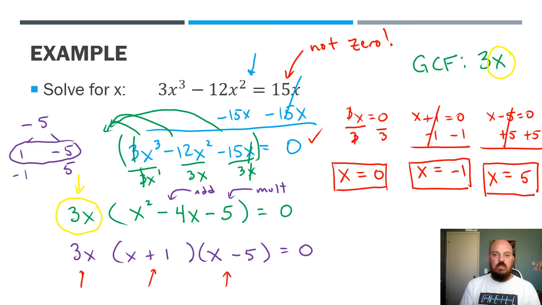So one little trick there. If the GCF is a number, like our first example, 4, it doesn't give you an extra answer at the end. But if your GCF has an x in it, like this one, 3x, it does.